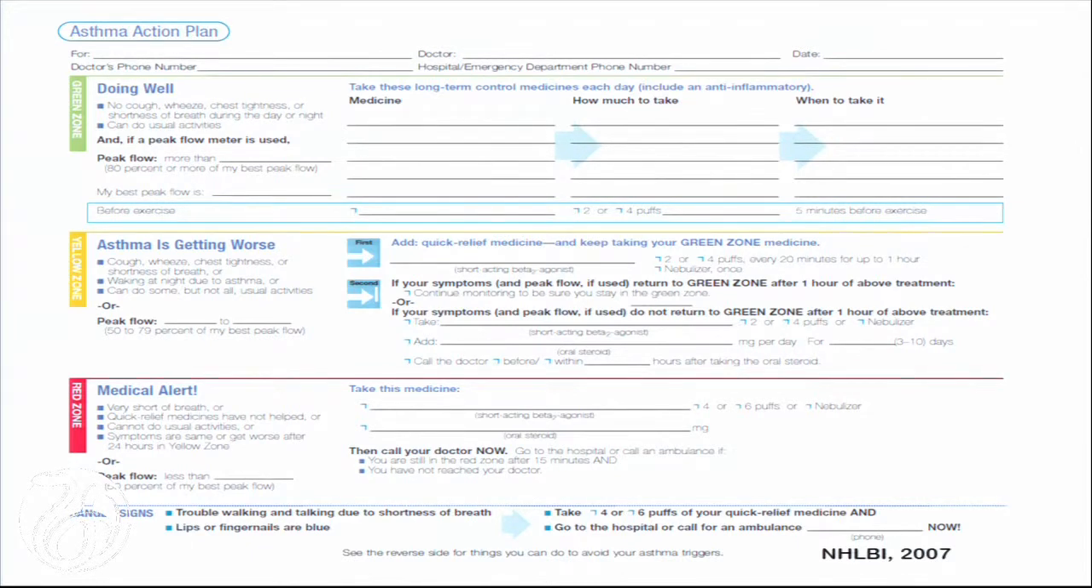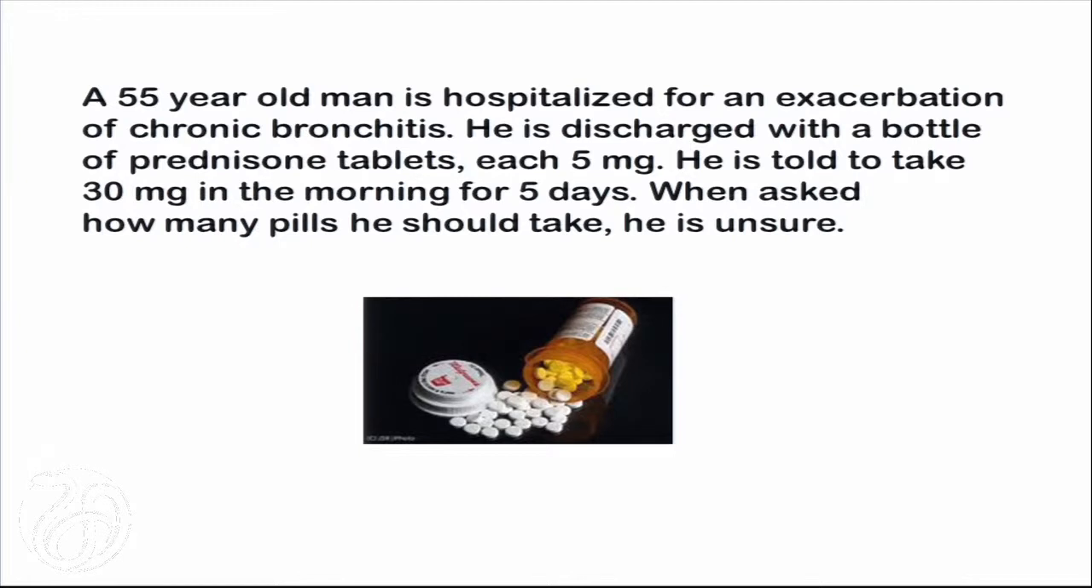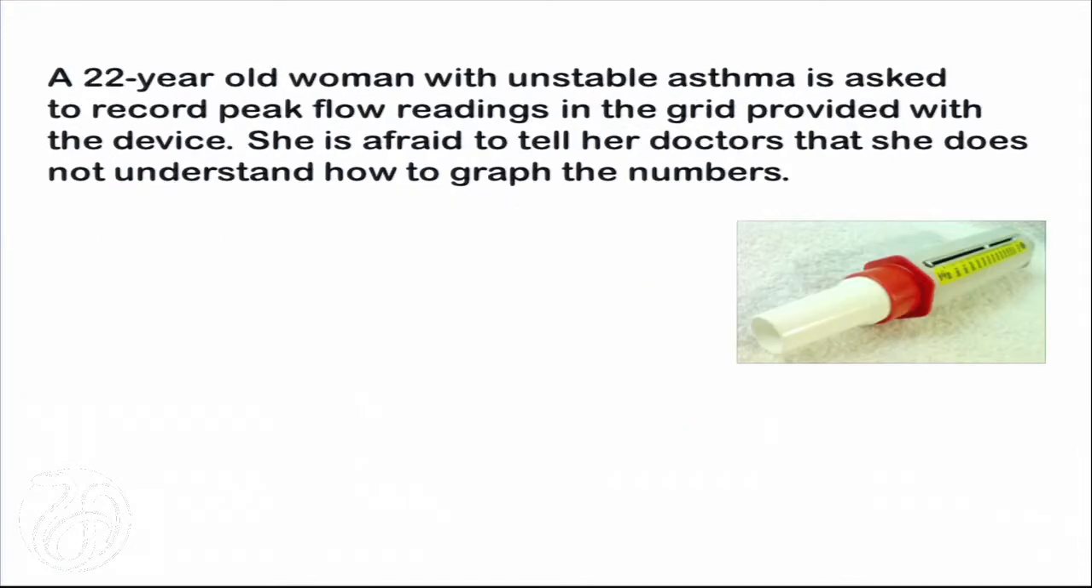And Terry already mentioned when you're discharged from the hospital, it can be another daunting experience. For example, for this man who was hospitalized with an exacerbation of chronic bronchitis and was given a pill bottle containing prednisone tablets, each 5 milligrams, and told to take 30 milligrams. Not the easiest thing to understand always.